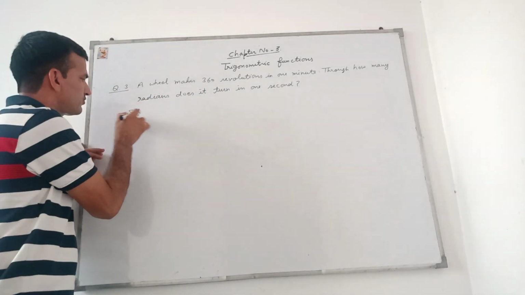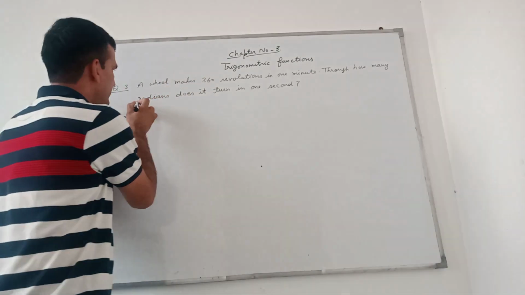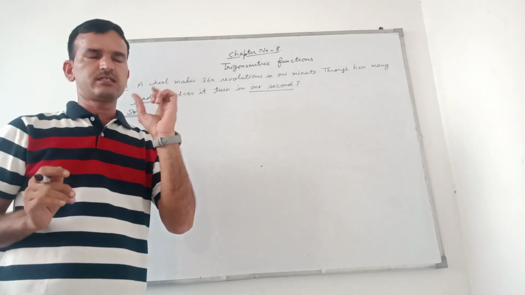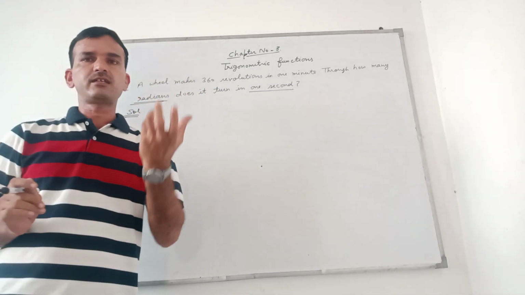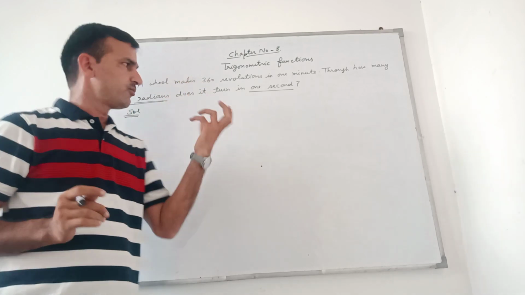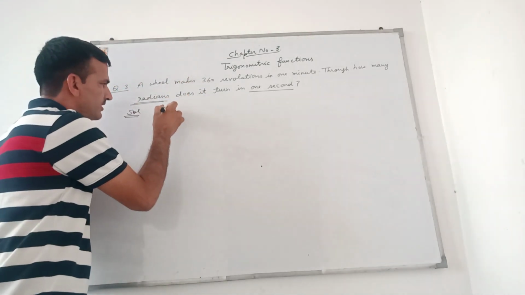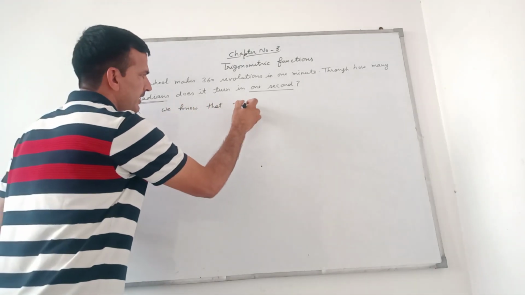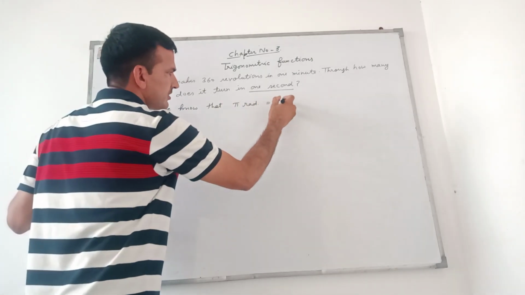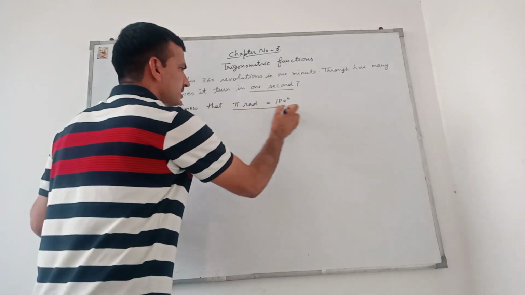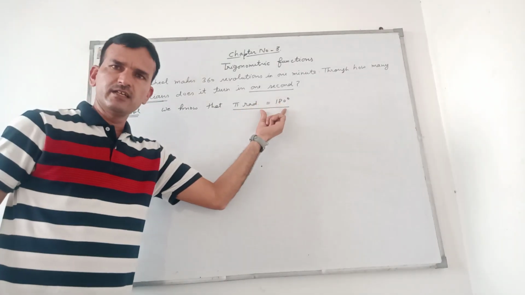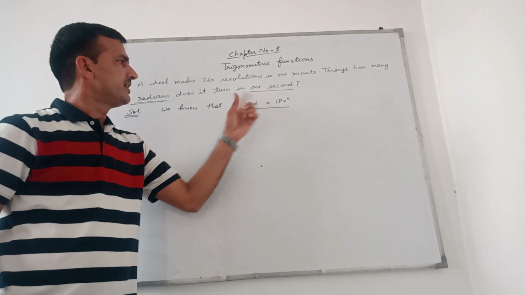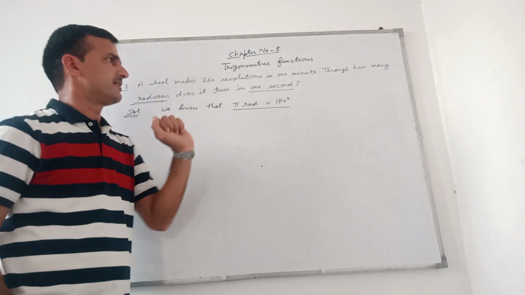Solution: we have to find the angle made in 1 second by the wheel. We have to find how many radians of angle the wheel makes in 1 second. Solution: we know that pi radians is equal to 180 degrees. This is the relationship between radian and degree.